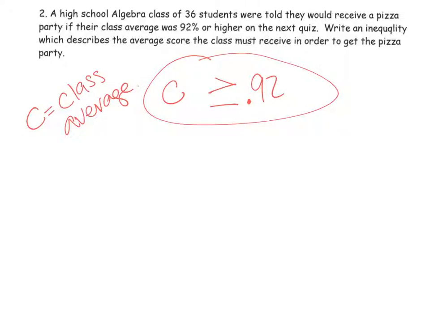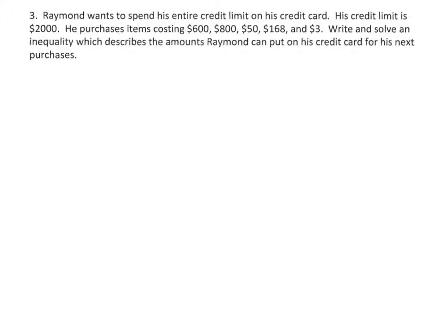Okay. So now number 3. Raymond wants to spend his entire credit limit on his credit card. His credit limit is $2,000. He purchases items costing $600, $800, $50, $168, and $3. Write and solve an inequality which describes the amounts Raymond can put on his credit card for his next purchases.